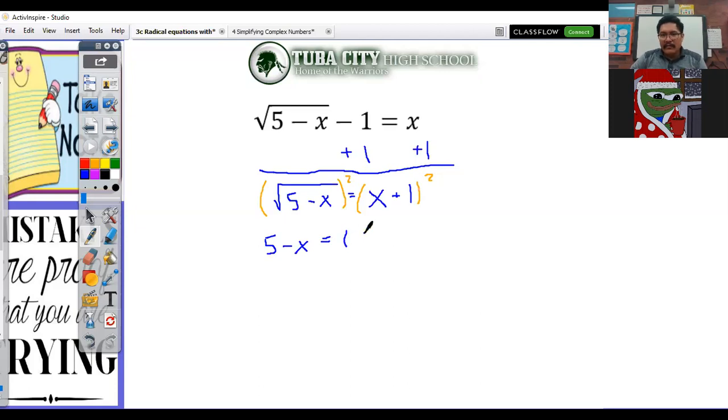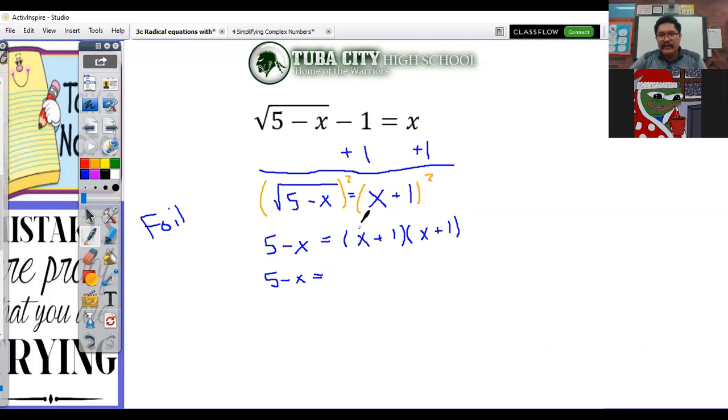But we do run into a problem on this side, and that is I have a group, and that group is being squared. When you square a group of numbers in parentheses, you're going to have to use your FOIL process to simplify it. On our first side, nothing's going on, everything's the same. But I am going to have to use my FOIL.